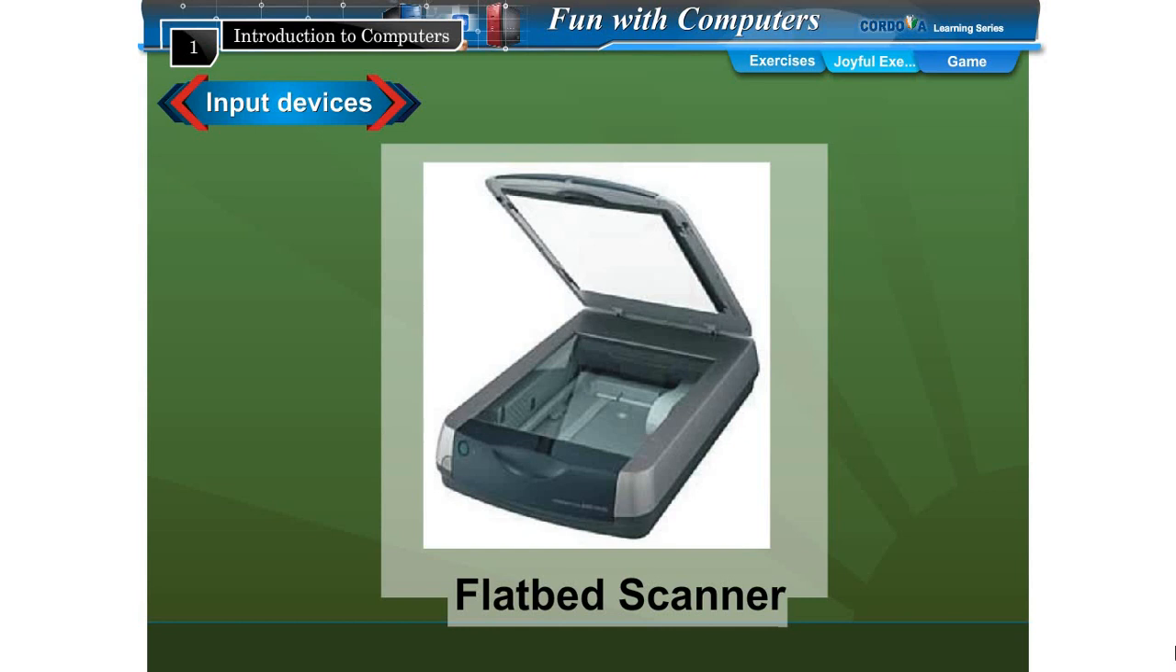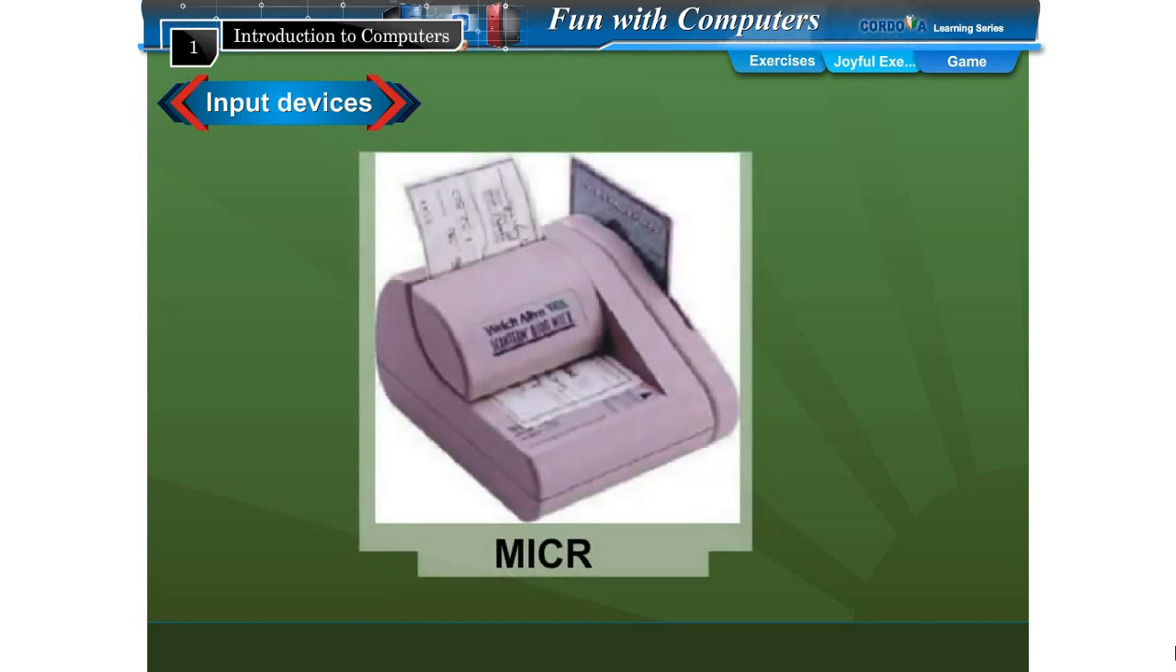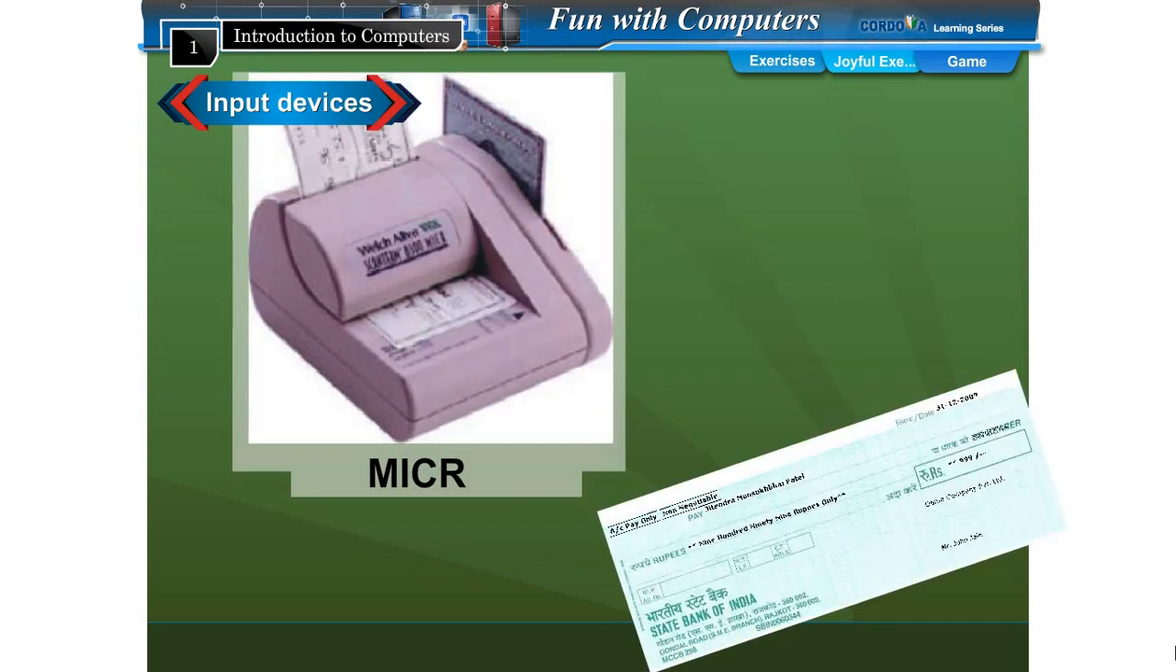This scanner has a flat plane of glass where the item being scanned is placed. They work like photocopy machines. Handheld scanner. This scanner is dragged over the object that needs to be scanned. It is mostly used in shopping stores. MICR, Magnetic Ink Character Recognition. This input device is used to read and identify magnetized characters printed on a document such as a check.